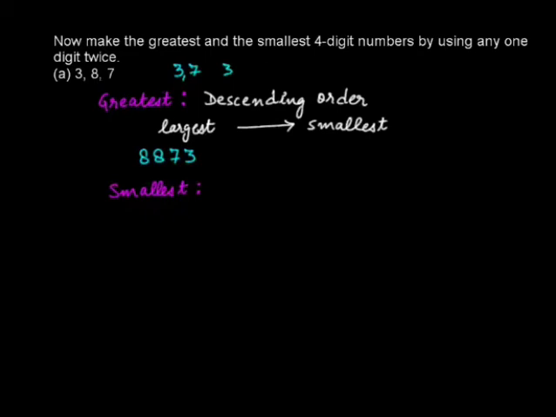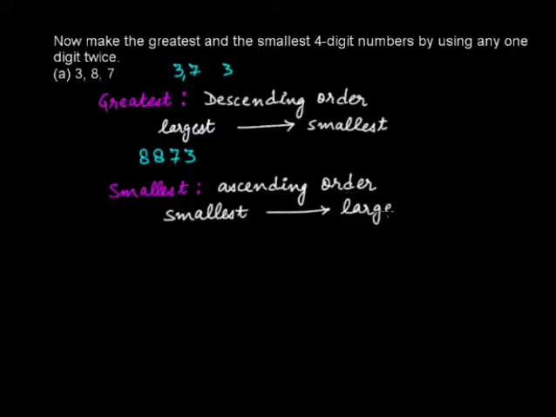The smallest number is nothing but ascending order of these digits. Ascending order, what does that mean? That means first write the smallest one and proceed on till you get the largest one. Here in this case, which is the smallest digit? Of course 3. Okay, I'll write 3 here.